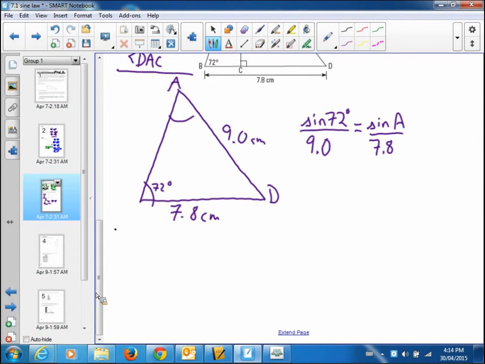Once you do that, get your decimal number. It'll be decimal 951 for sine of 72 if you wish to skip ahead. Type in 72, sine, decimal 951. Then cross multiply and divide to find the value for sine of A.